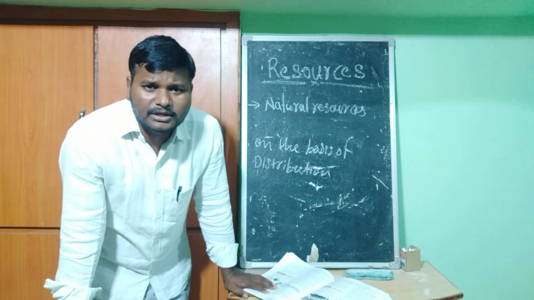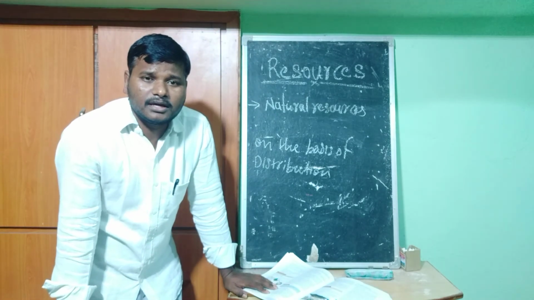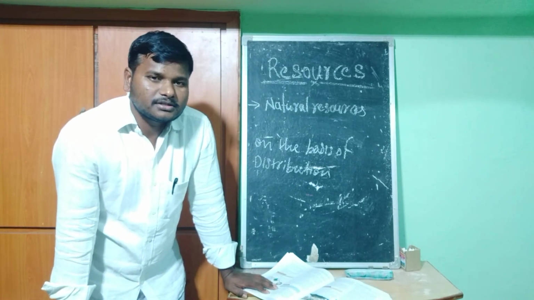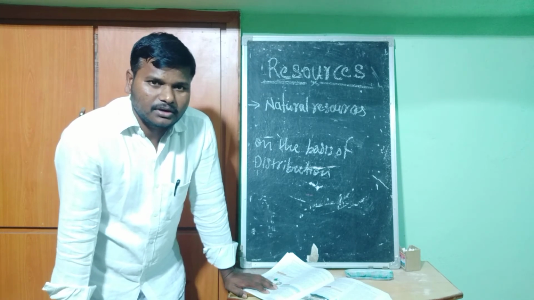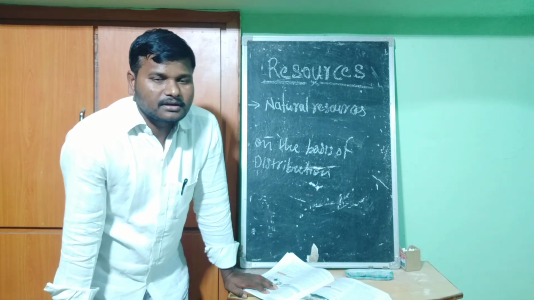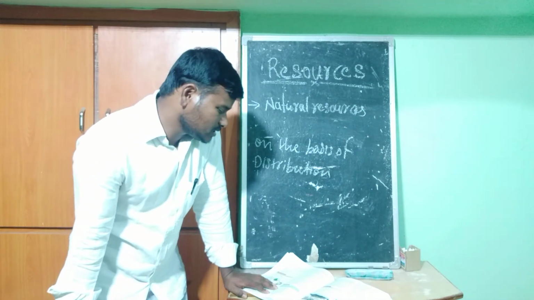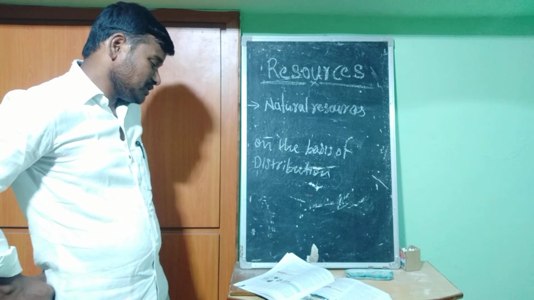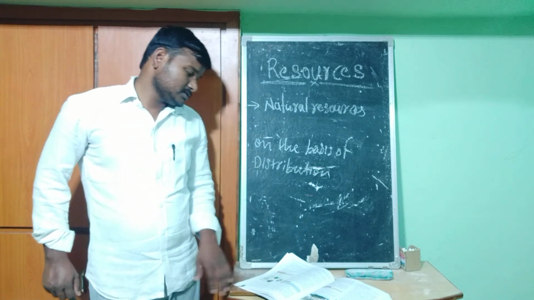Ubiquitous means present everywhere. Example, air. Air is present everywhere, and sunlight also is present everywhere. This type of resources we can call ubiquitous resources. Sunlight and air are present everywhere and are ubiquitous resources.